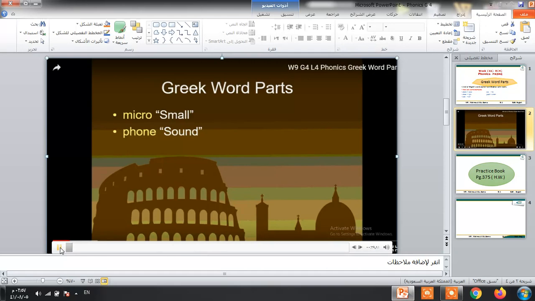Phone means sound. Scope means to see. Graph means to write or something written. Meter means to measure the lengths of things and objects. Tele means something far.